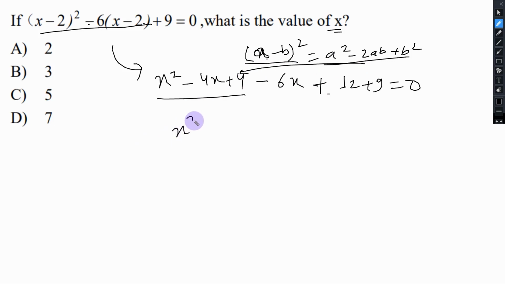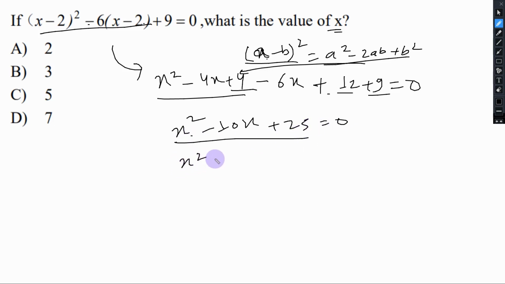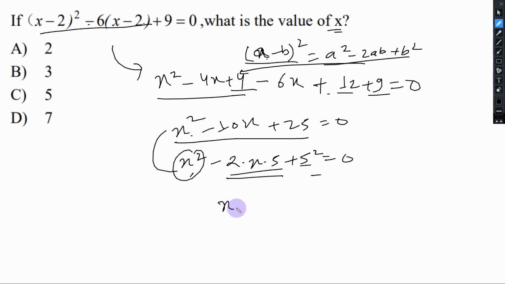So if we solve this, it will be x squared minus 10x, and then 4 plus 12 plus 9 will be 25, equals 0. So this is in the form of a squared minus 2ab plus b squared. So we can write it as (a minus b) whole squared, and it will be (x minus 5) equals 0, and x equals 5 is our answer. So number C is our answer.